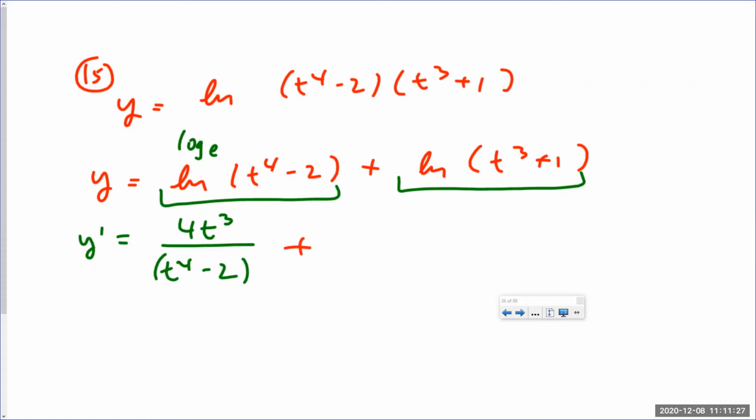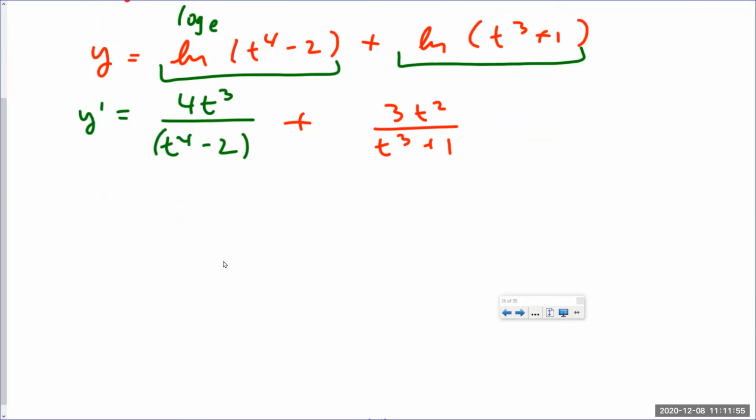Okay, and then you add the derivative of this side, which is, now be careful, when you take the derivative, the logs disappear. So this will be 3t squared over t cubed plus 1. Okay, and somewhere, hopefully, that's an answer. Did they actually get a common denominator? They actually did, right? Okay.